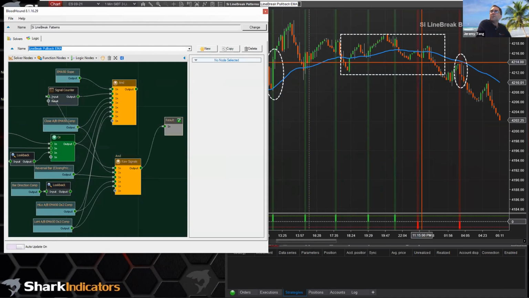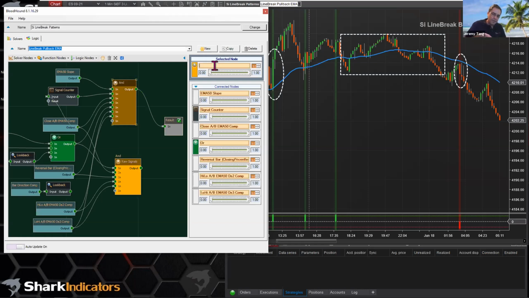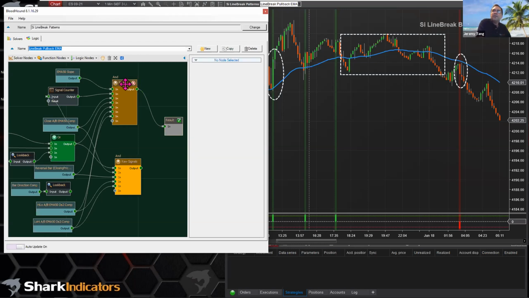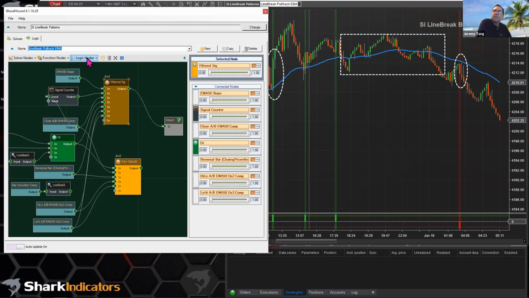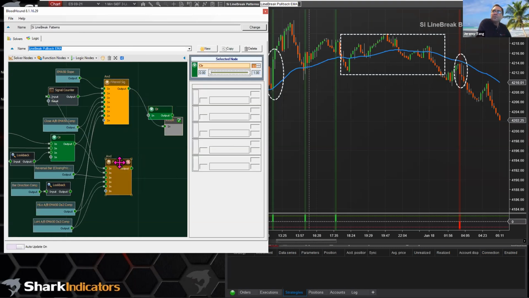So, here's the raw bounce signals, and then here's my filtered ones. We can see this AND node is called the raw signals, and this one up here I call the filter signals. And then one of the really cool things that I like to do is take an OR node, and this is a little bit of a BloodHound tip.